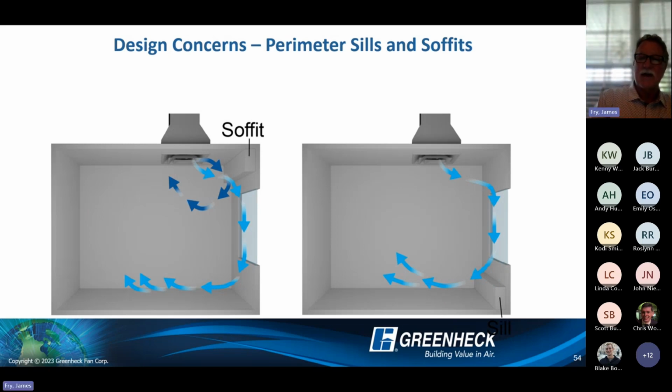Here's an example of a soffit, and of course there's a sill on the right-hand side. Take into effect those items when you're making your selections on distribution.